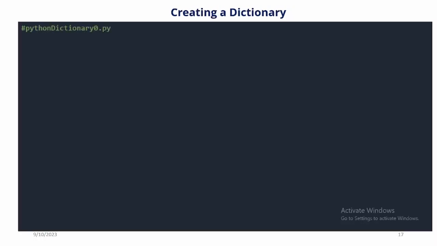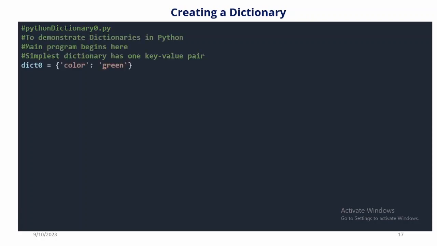Let's see an example. Python dictionary 0.py. The simplest dictionary has a single key value pair. So we say dict 0 equal to color green. Here color is the key and green is the value. If we expand this dictionary, you can only have one color, but green is a value that could be anything: red, blue, yellow, so on and so forth.